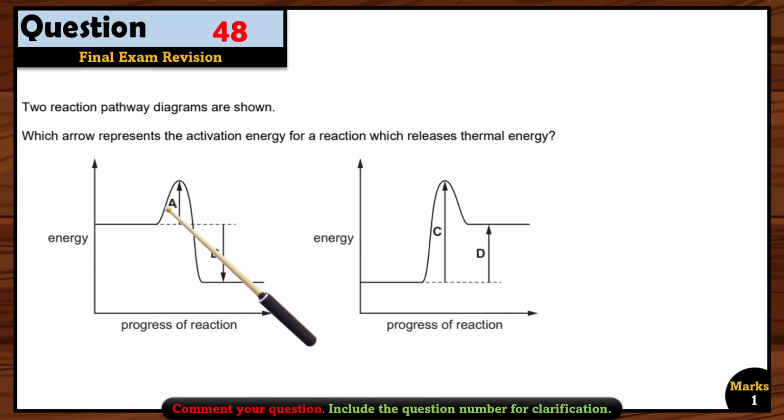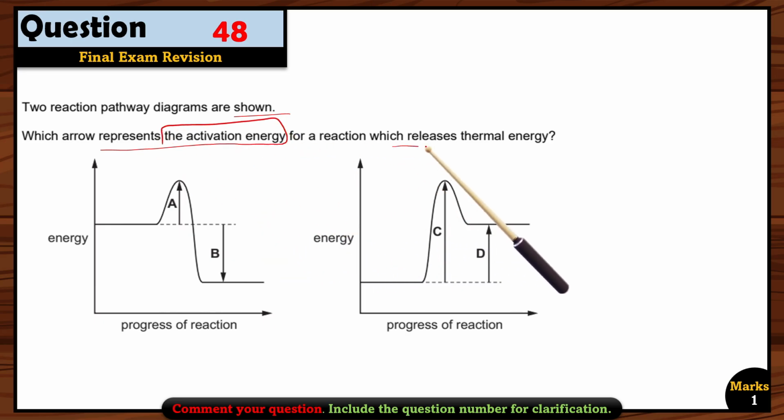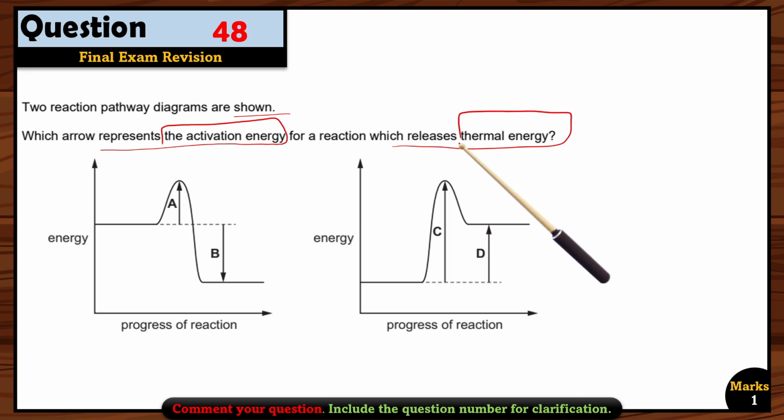Let's see another example of the reaction pathway diagram and how you can differentiate now between exothermic and endothermic diagrams. If you see here, two reaction pathway diagrams are shown. Which arrow represents the activation energy? Here you have to find. For a reaction which releases thermal energy, I already told you activation energy is the energy that is required to break the bonds, right?